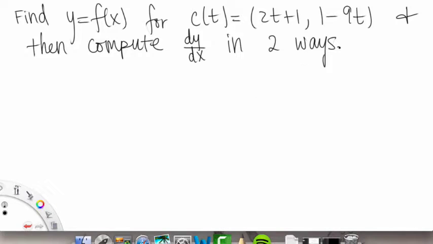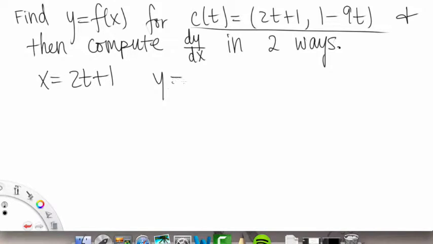So the first thing we're going to do is kind of go backwards, right? We're going to eliminate the parameter first. So we're going to take x equals 2t plus 1, and y equals 1 minus 9t. We're going to take one of the equations. I guess I'll just start with the left one here. So we're going to solve for t by itself.